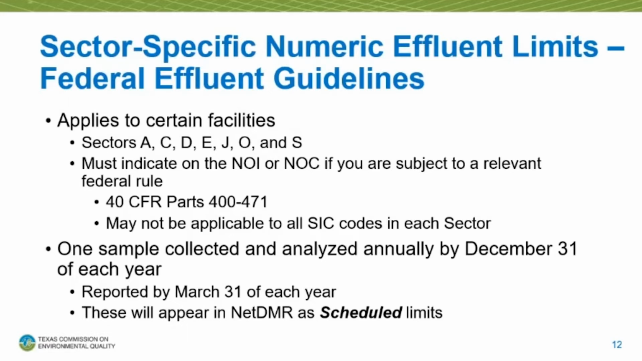And so in order for you to see this in Net DMR, you're really only going to see it in Net DMR if you're answering on your application, either your notice of intent or later with a notice of change, that you are subject to this kind of monitoring. So there's questions on your application to say, do you perform this kind of activity that requires this monitoring in the federal rules? And again, the federal rule section is in 40 Code of Federal Regulations, parts 400 to 471.